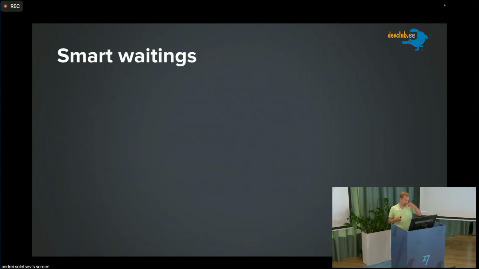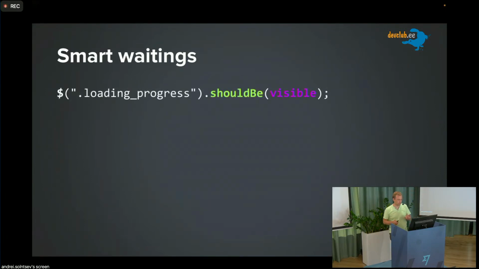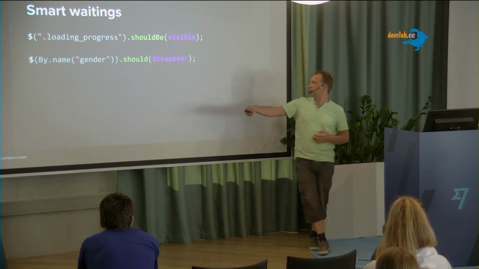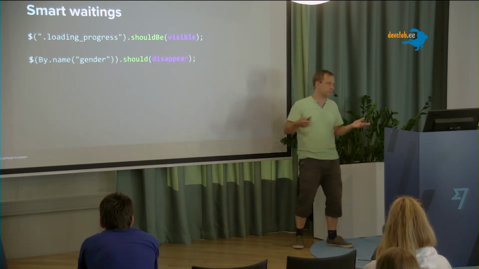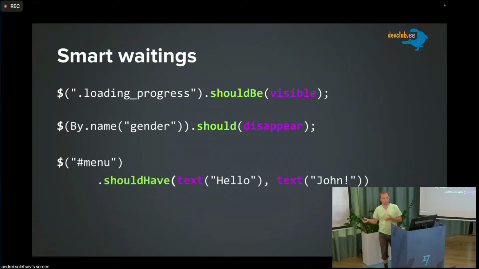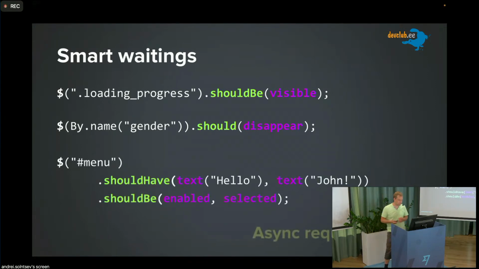Why? Because Selenite contains so-called smart waitings inside. Any of these lines actually does an assert, it verifies that this element is visible, or this element disappears, is not visible, and so on. It can check the text of an element, color of elements, size of a collection of elements, and so on. And the biggest point is that any of these checks is smart.